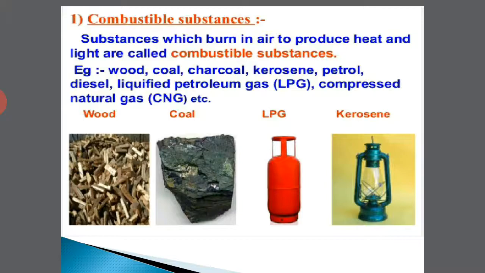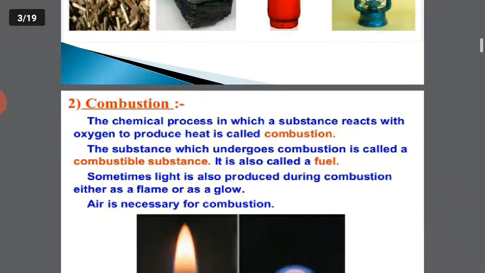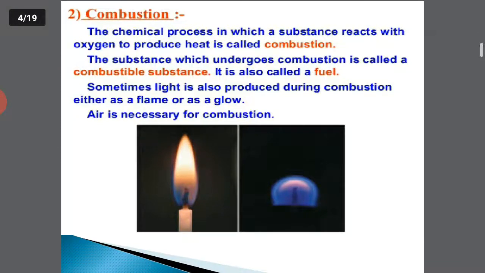Okay. So in images also you can see the combustible substances: wood you can see, coal you can see, and LPG you can see, and kerosene oil is also shown over there in the lamp. Okay, so let's start to study about the combustion.